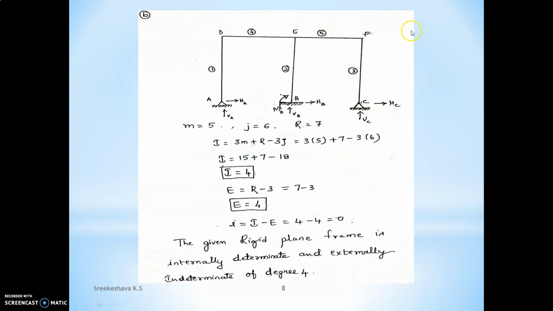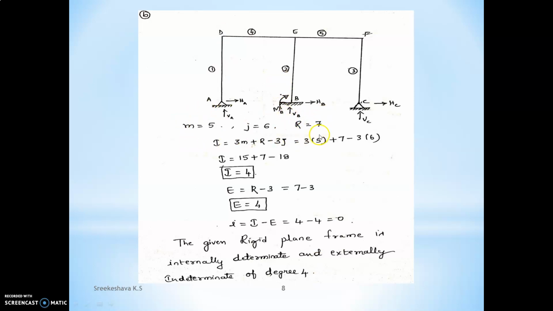It is also similar to the previous problem. So first count the number of members. 1, 2, 3, 3 columns, 4, 5, 2 beams. Totally 5 members. How many joints? 1, 2, 3, 4, 5, 6. There are 6 joints. How many external support reactions? At joint A we have a hinge support. Hinge support will develop 2 support reactions. At B we have fixity, therefore 3 support reactions. Once again at C we have a hinge, therefore 2 support reactions. Totally 2 plus 3 plus 2, 7. So totally 7 external support reactions.